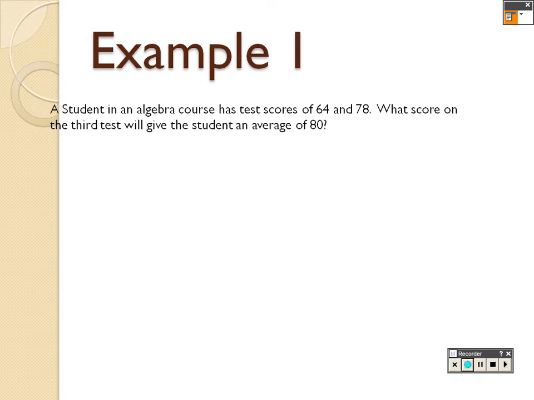A student in an algebra course has test scores of a 64 and a 78. What score in the third test will give the student an average of 80? So, average. Basically, when you're finding an average, that means you add all the numbers up and you divide by however many they are. That's how you find the average.